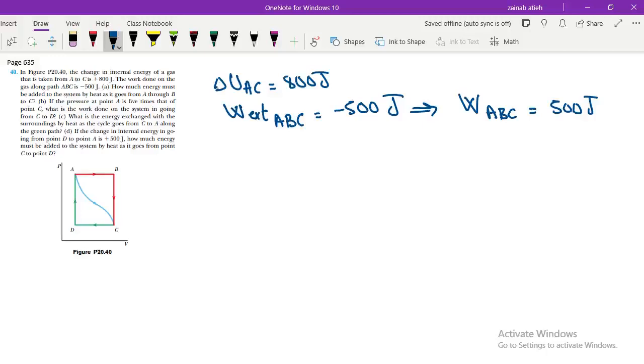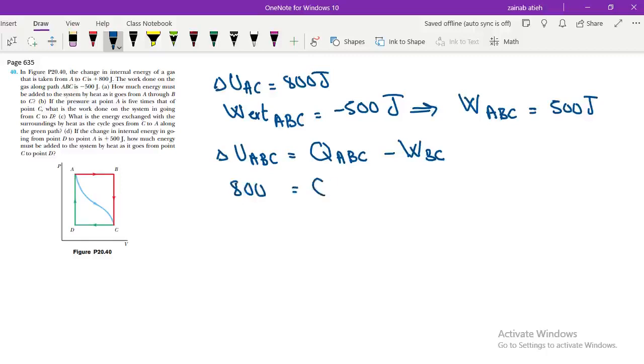So I will simply use the first law of thermodynamics. Delta U along the path ABC is equal to Q along the path ABC minus the work along the path ABC. For delta U along the path ABC, I only care about the initial and final points, final minus initial, so it's the same as delta U AC. It's 800.